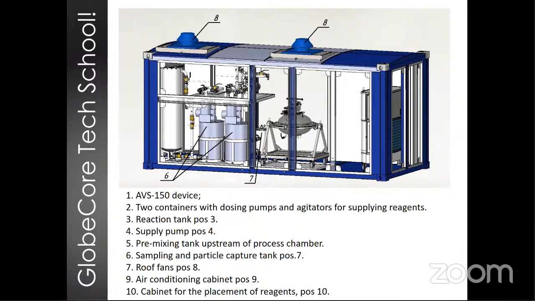I believe these two pictures should be viewed together, but anyway. The tanks for mixing reagents are in position 5, and we use them before feeding into the process section that is in position 1. And the tank for sampling and capturing ferromagnetic particles is in position 7. The roof is equipped with 2 fans for cooling, that's position 8. There is a cabinet for installation of an air conditioning in position 9, and the cabinet for the placement of reagent is located in position 10.